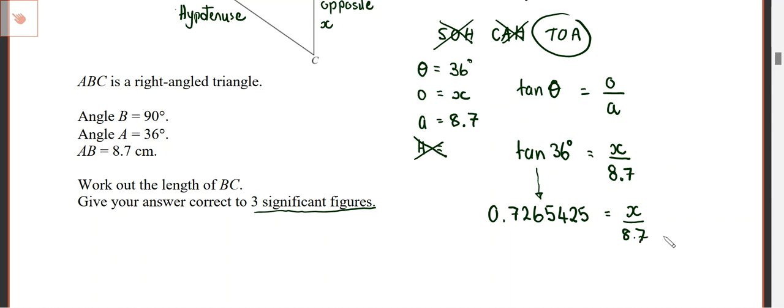Wait, you divided 0.726 by 8.7 to find x? No, not quite. This is x divided by that. So what we have to do is multiply both sides by 8.7. That gets rid of the division bit on that side and leaves me with x. So on this side it's 8.7 times that, and we get, over to you.